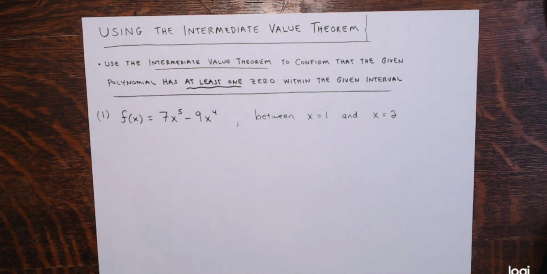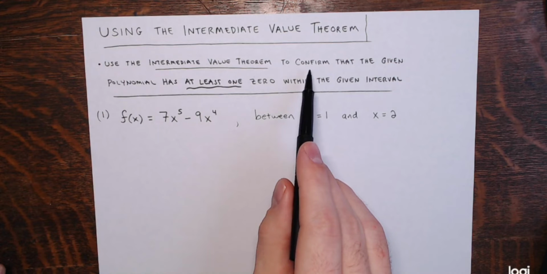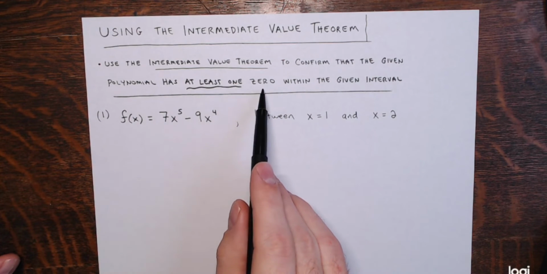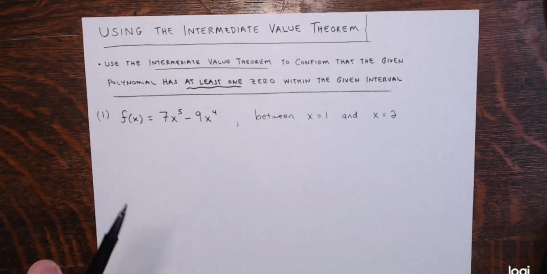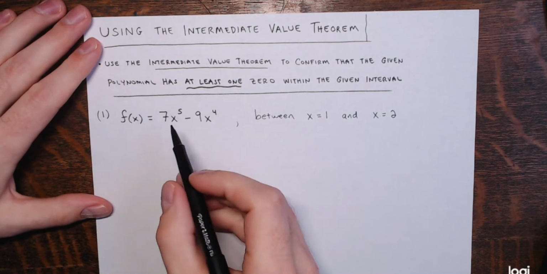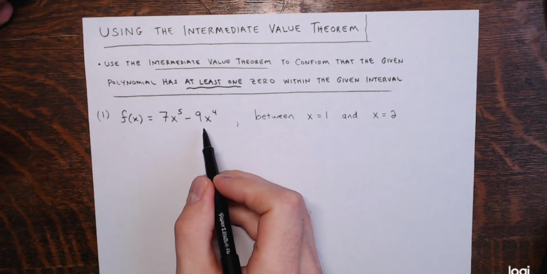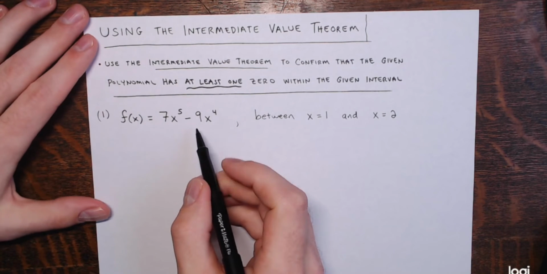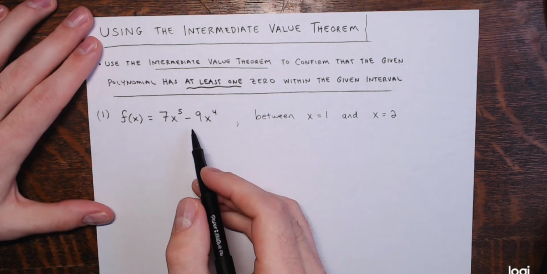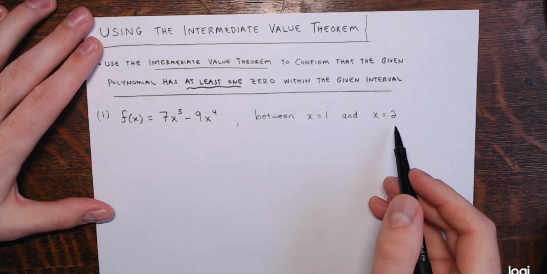So we're asked to use the intermediate value theorem to confirm that the given polynomial has at least one 0 within the given interval. We're given f of x equals 7x to the fifth minus 9x to the fourth, a polynomial function. And we're asked to confirm that this polynomial has at least one 0, at least one x-intercept, between x equals 1 and x equals 2. So here's what you do.